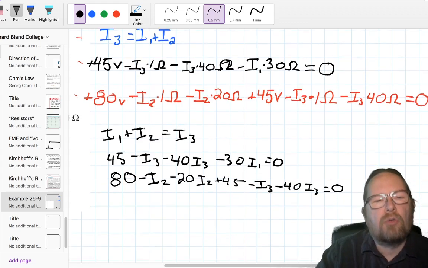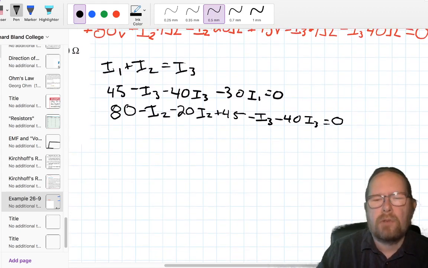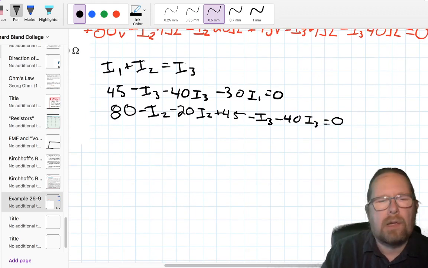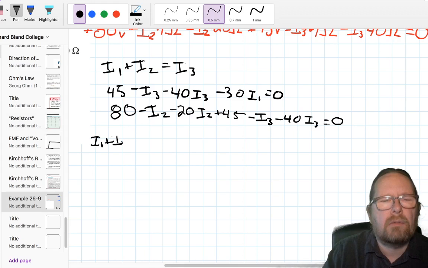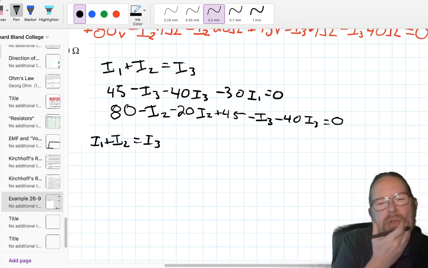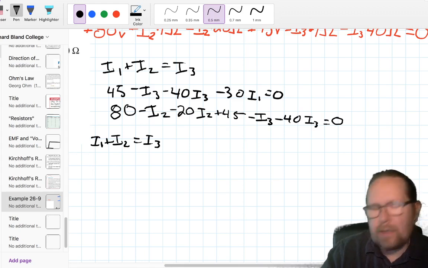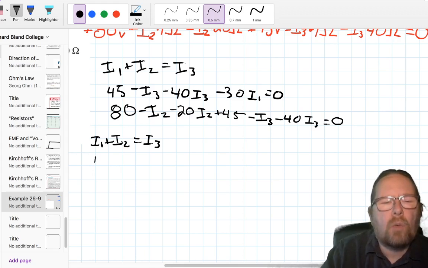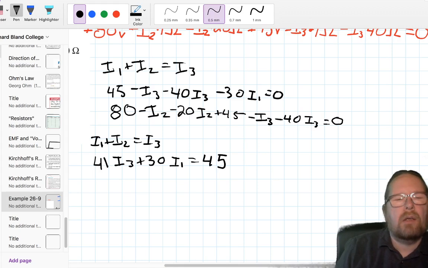Obviously there are some terms I can group in those equations. So let's do that. I should probably switch to paper here because I know my handwriting gets hard to read on this tablet. So my first equation is I1 plus I2 is I3. My second equation becomes, let's move all the currents to one side and the potential to the other. So this gives me 41 I3 plus 30 I1 equals 45.